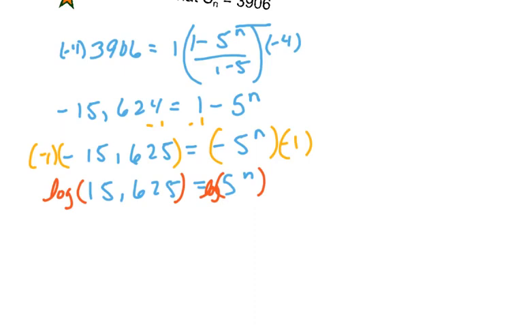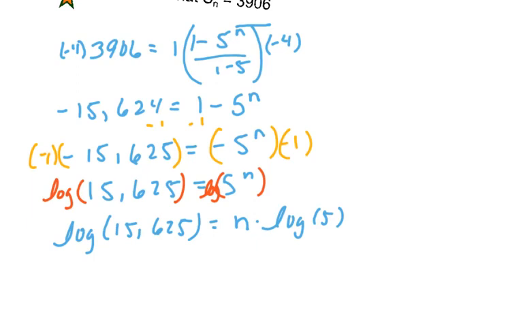So our power rule says that we can now bring the exponent out front. So I have log of 15,625 on the left is equal to n times the log of 5. So I can just divide both sides by the log of 5.